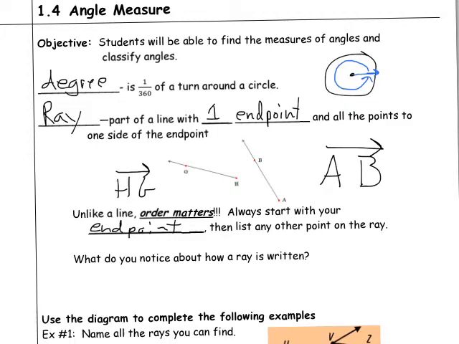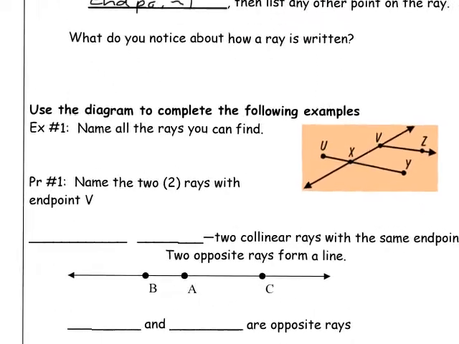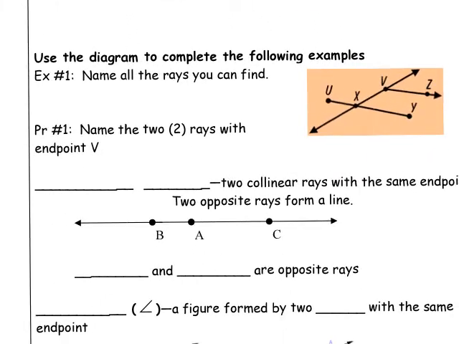So what do you notice about how a ray is written? Just that the order matters. That's the main thing I want you to pick up there. So let's take a look at this one. This is example one. Name all the rays you can find. Well, let's just use the ones that are already on here. I see VX, so starting at V, going through X. And it's okay that V is already on a line because the ray is part of a line. So VX is a ray. Then I could go backwards and say, hey, XV is also a ray.